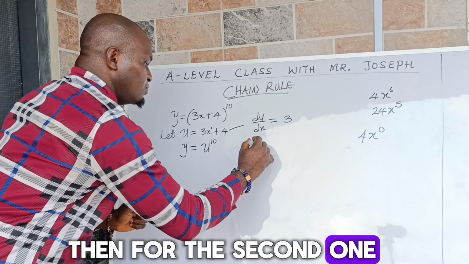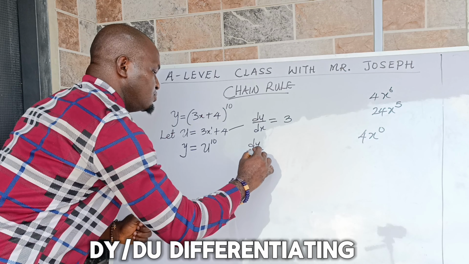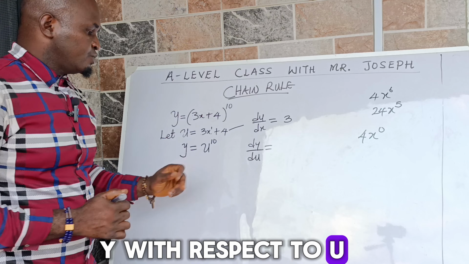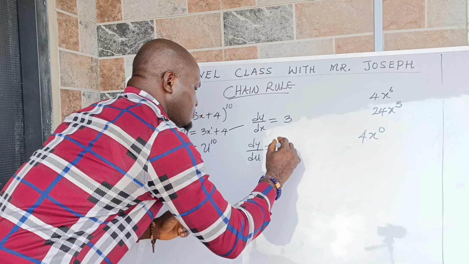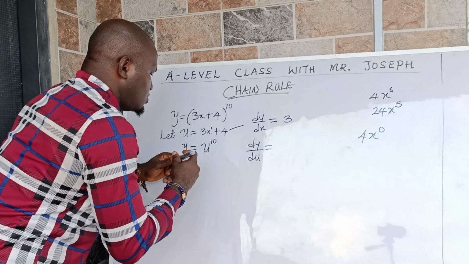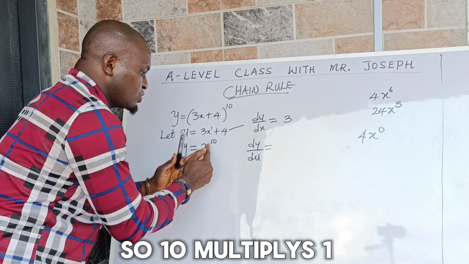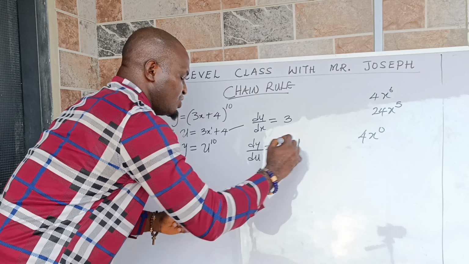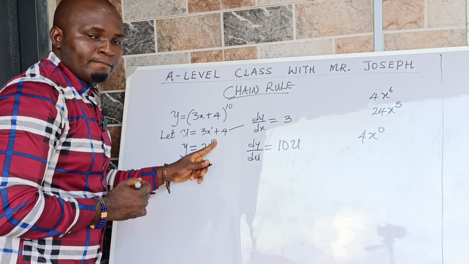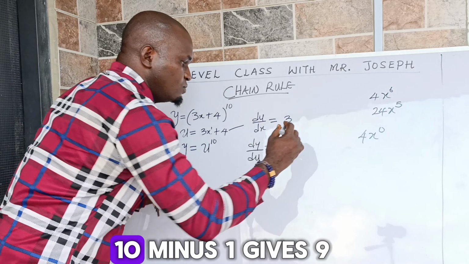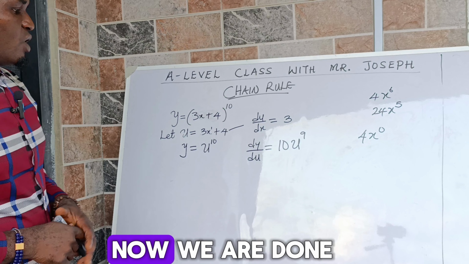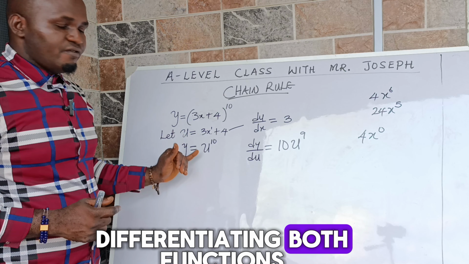Then for the second one, dy/du. Differentiating y with respect to u. That will give us, the coefficient here is 1. So 10 multiplies 1 will give you 10. The power of u is 10. 10 minus 1 gives 9. Now we are done differentiating both functions.